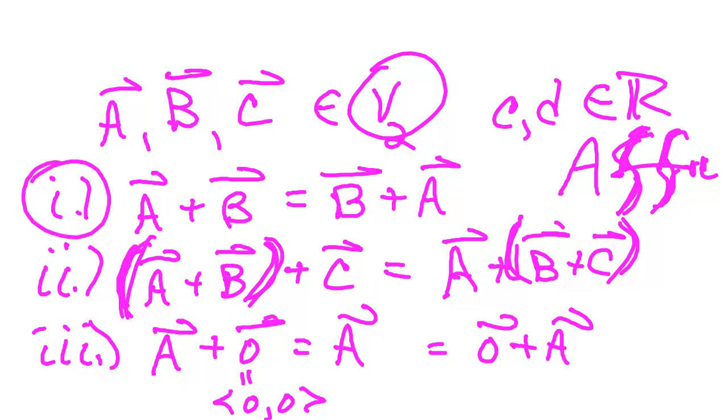So we have some different properties. So this is the additive identity for vector addition. So we want to be specific on that.